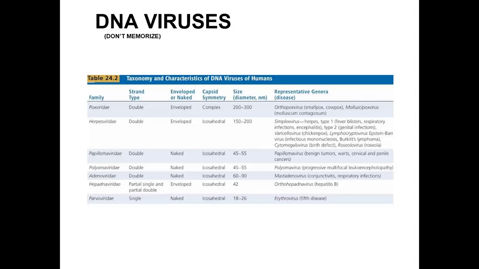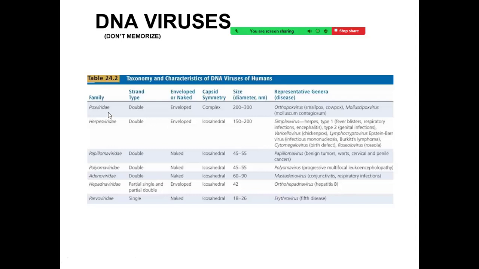So there are other animal families of viruses, but they don't cause diseases in humans. There are only 7 that cause diseases in humans, and I'm showing you this here. You don't need to know the names of them or the type of the strand of DNA it is, whether it's an envelope or naked, the capsid symmetry, the size of the virus, nor do you really need to know the diseases. I'm just showing you that.